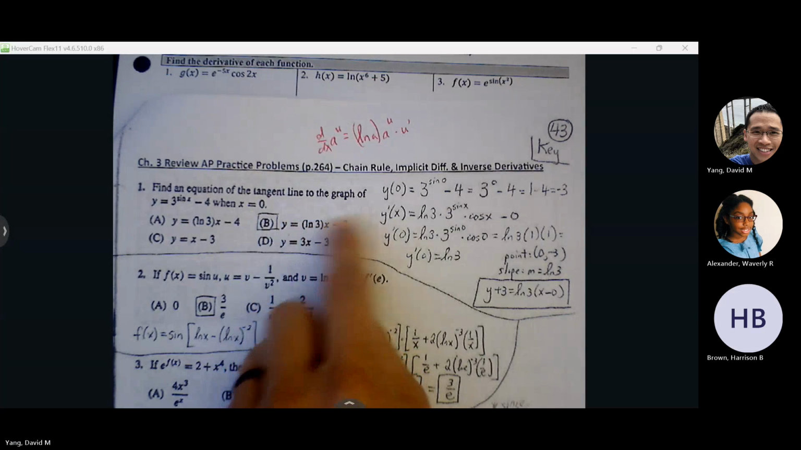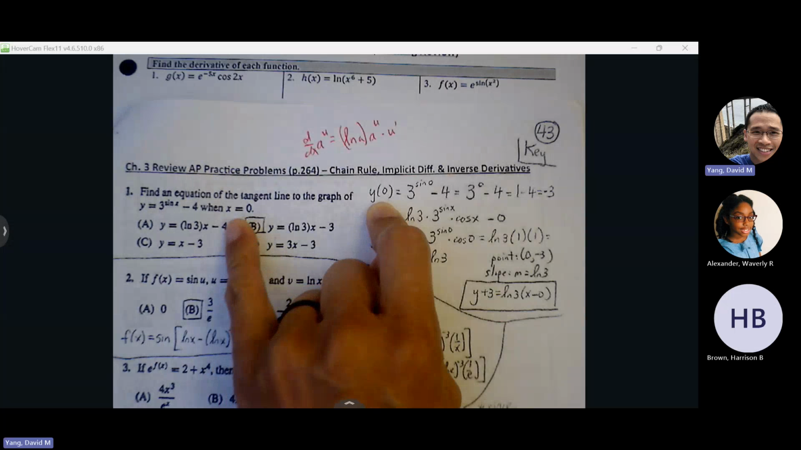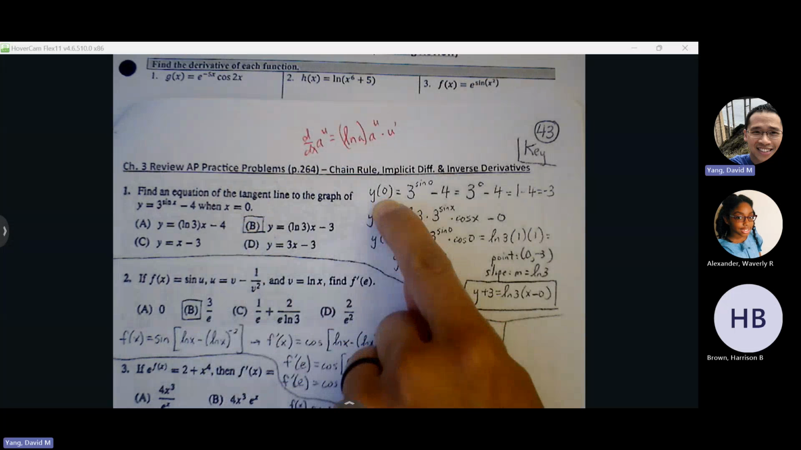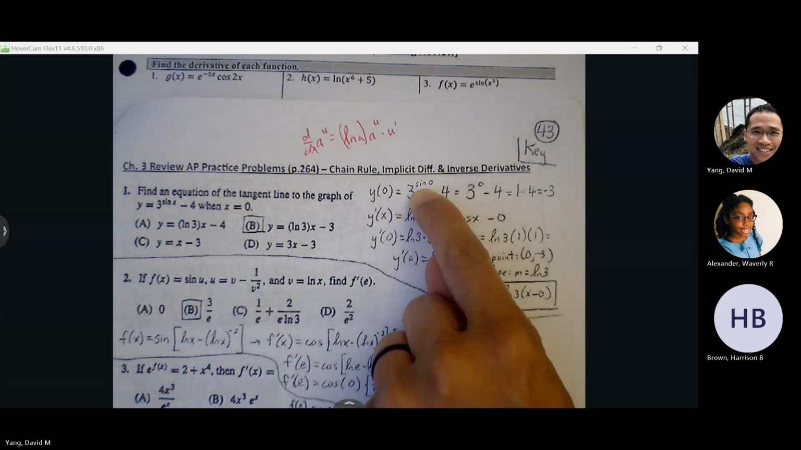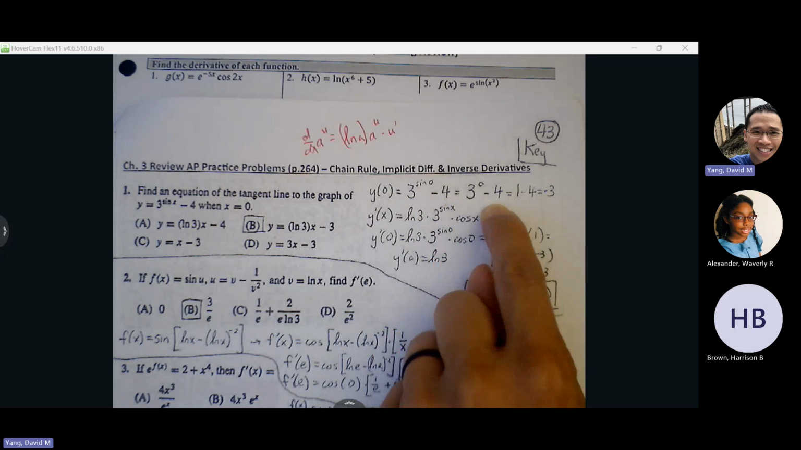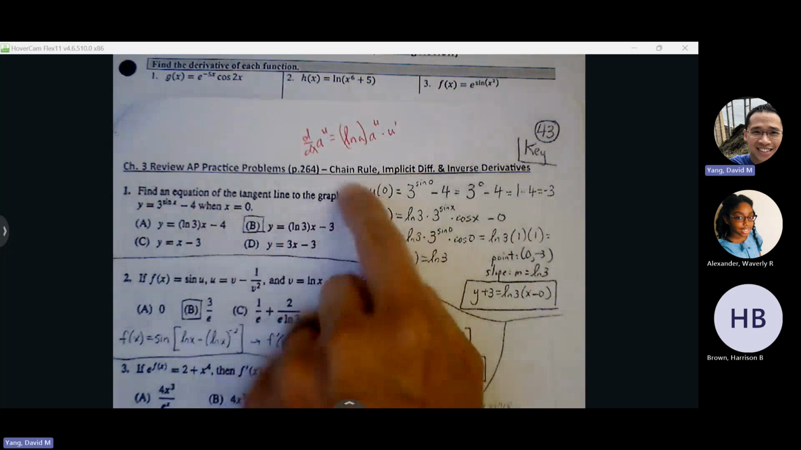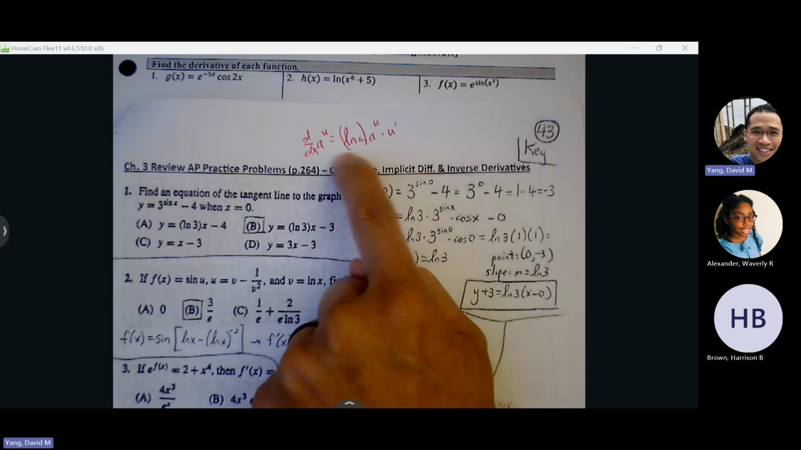So the original function, we can use 0 to find the y value. So 3 raised to the sine of 0 is going to be 0. So 3 to the 0 is 1. 1 minus 4 is negative 3. There's my order pair. To get to my derivative, I have to use the rule a to the u, which is natural log of a times a to the u times u prime.